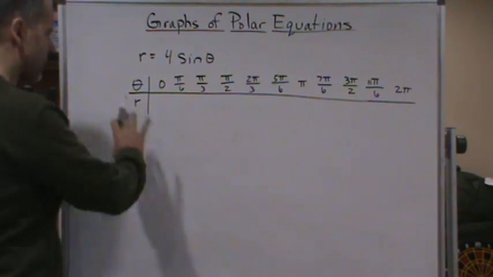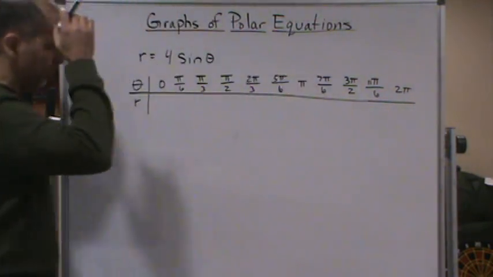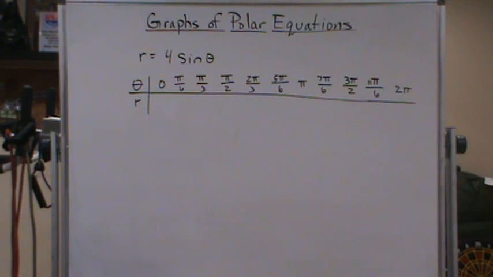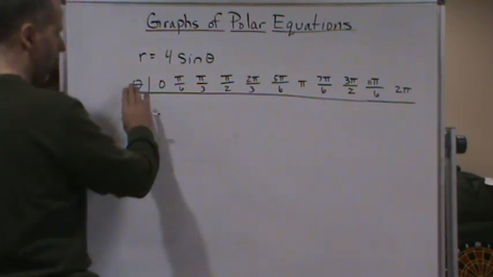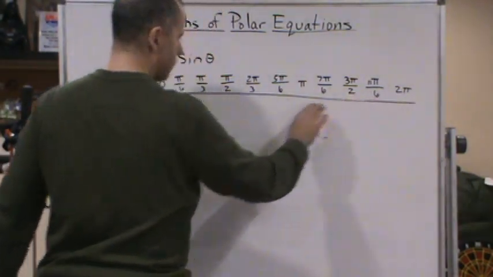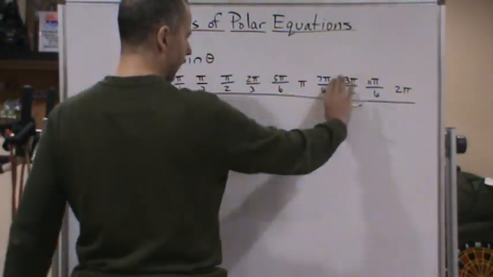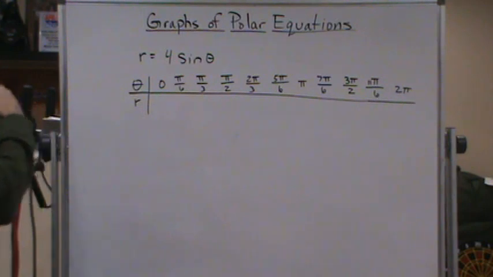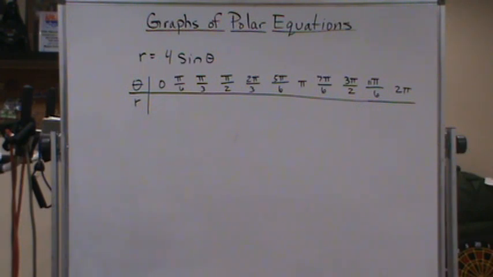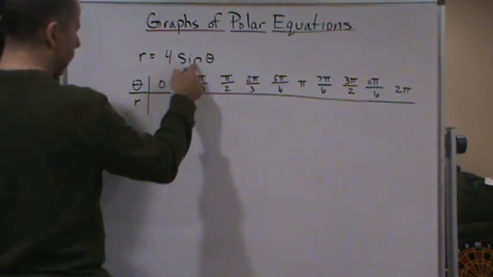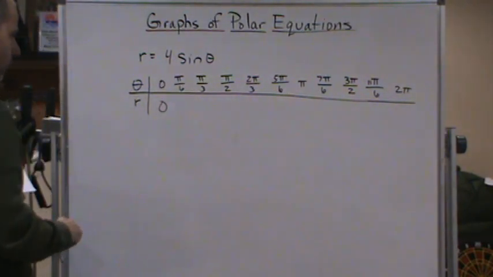We've got this table, and I'm going to write down the values of r given theta as we go from 0 to 2 pi, so we're going through one revolution. So here we go. When theta is 0, r is 0.